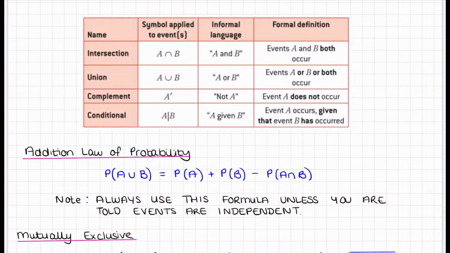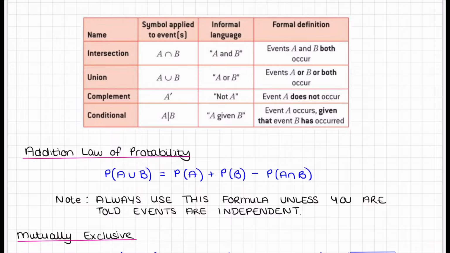This video is on different laws that we will be using within probability. So we have the addition law, the mutually exclusive, independent and conditional. Now some of the notation and symbols are in this box that you start with first for intersection, union, complement and conditional, what the informal language is and its formal definition.